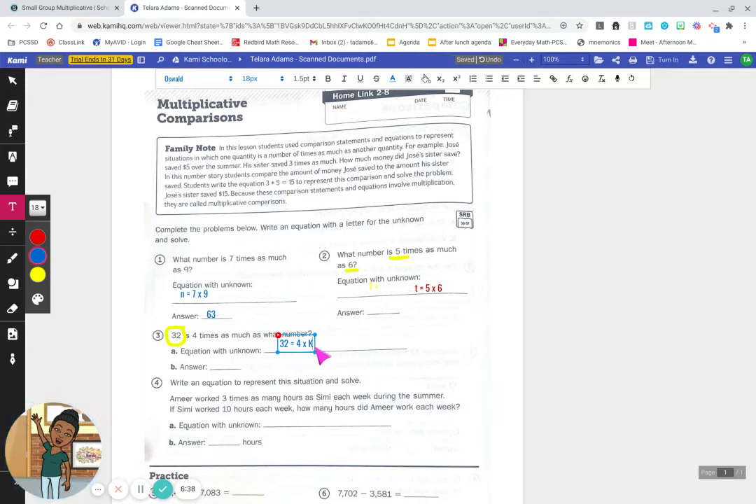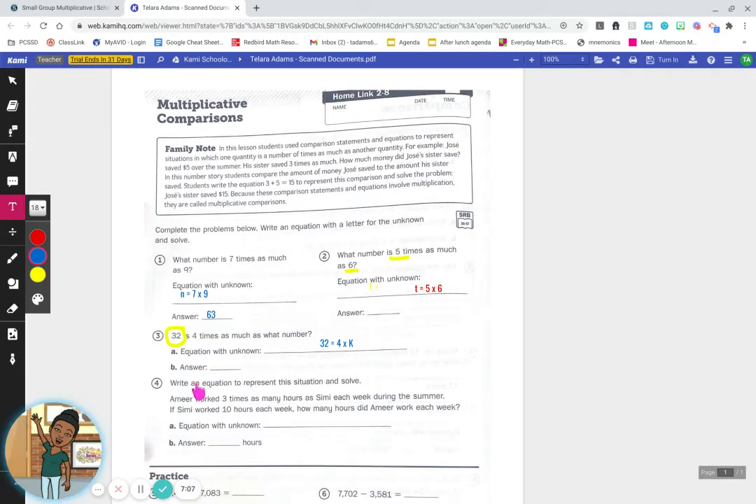This time, we're trying to determine 4 times as much as what number? We don't know what number. So how can we find this K? How can we find the value of this unknown number? Instead of multiplication, we're going to divide. We're going to divide because we didn't know before.